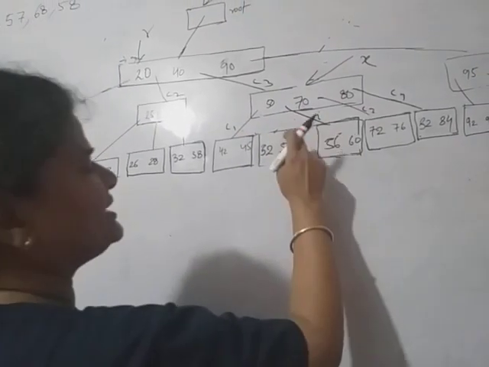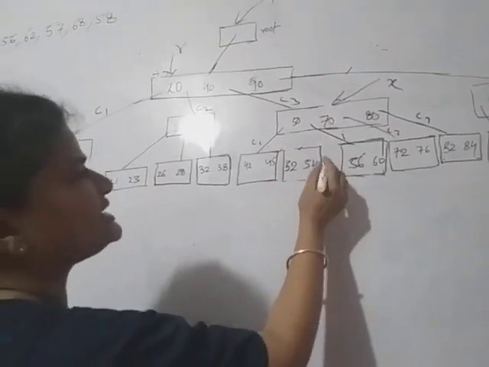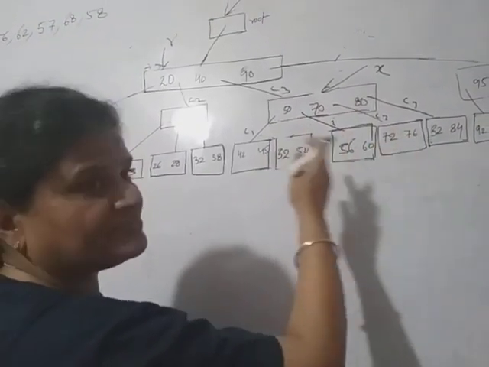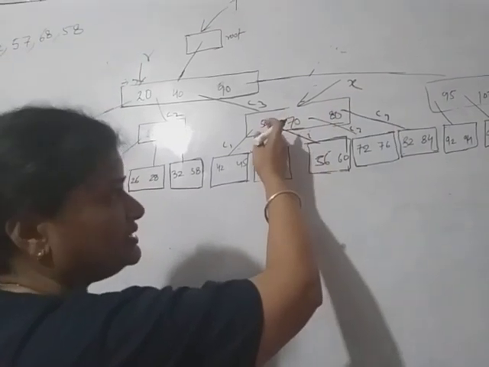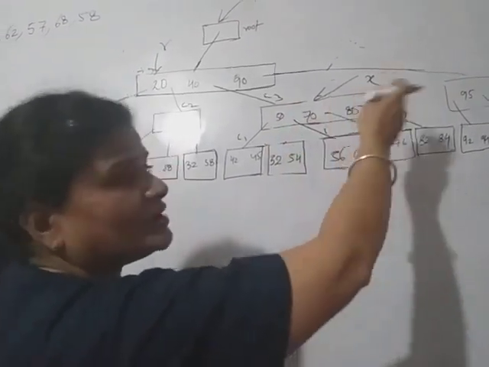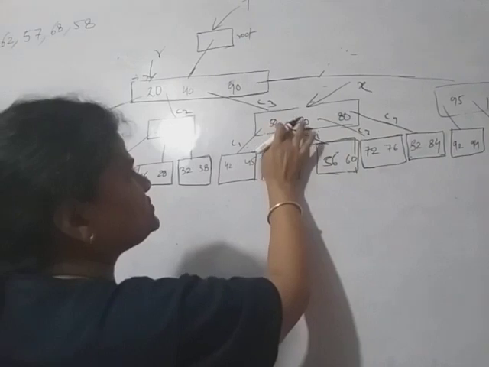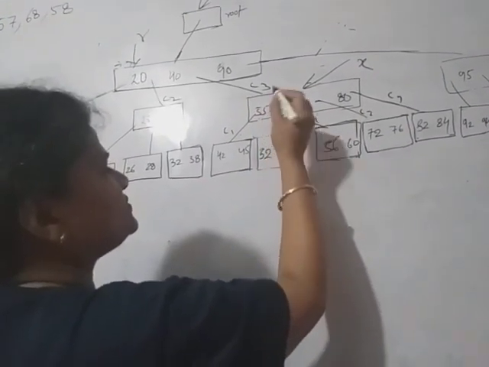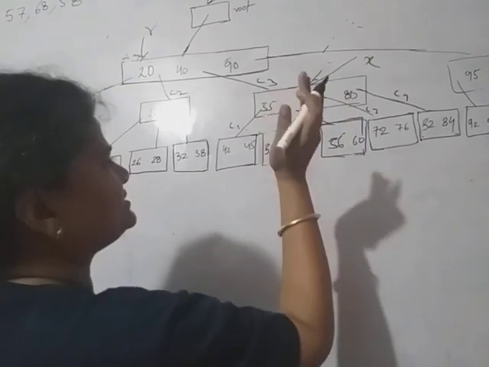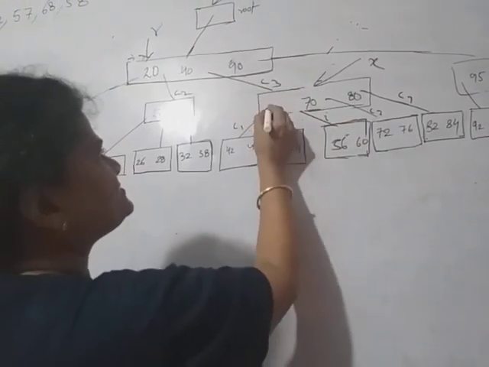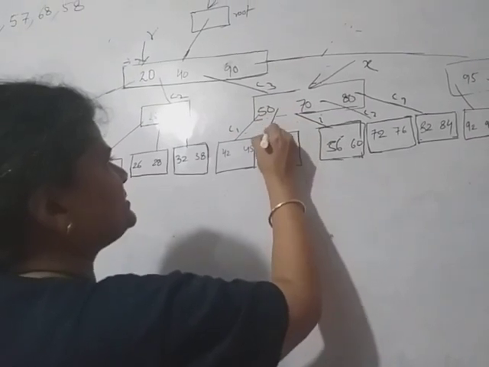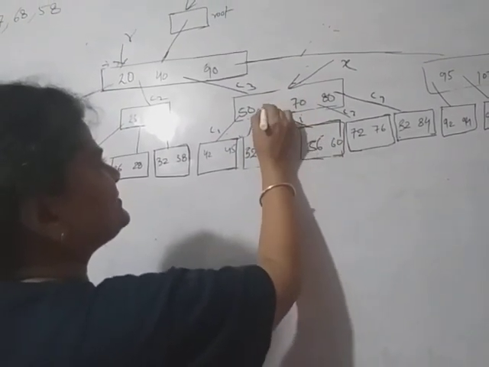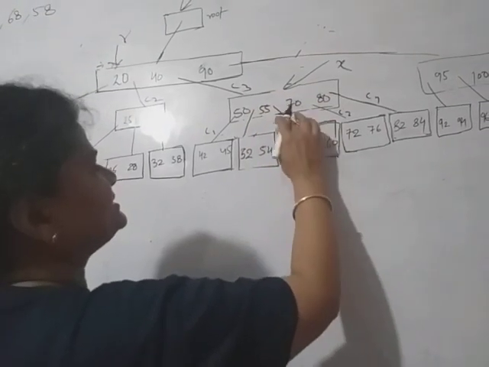56, 60, and now in this case 55 moves, but 55 moves only when I shift all the keys and child pointers one location ahead. Okay, so here I am making this 55 and this 50. So this was 50, this was 50, and simply this is 70, this is 55.